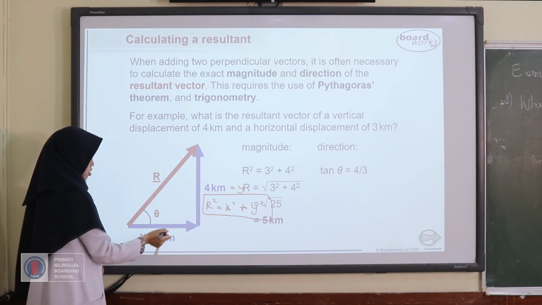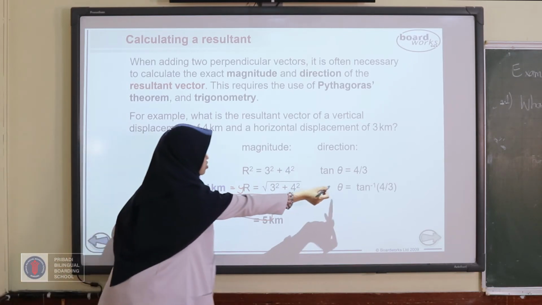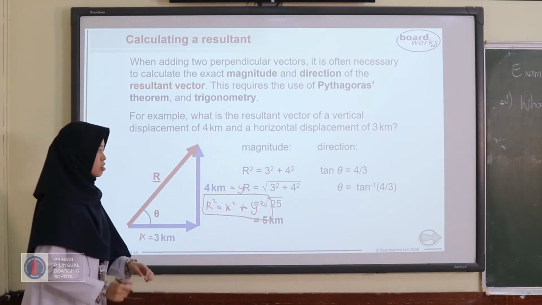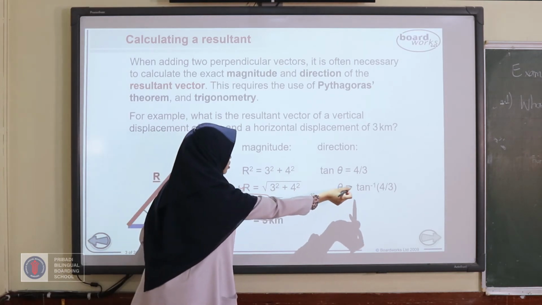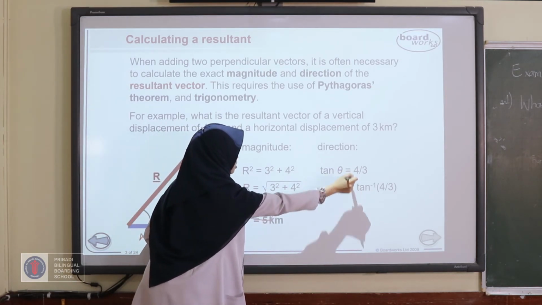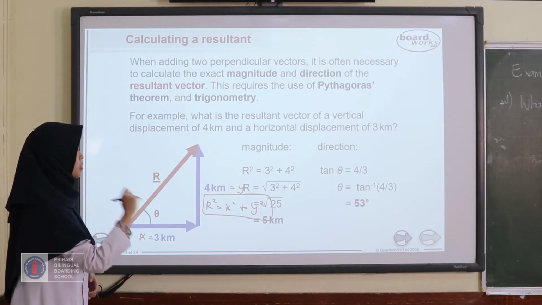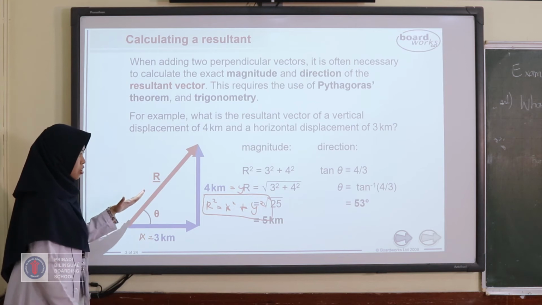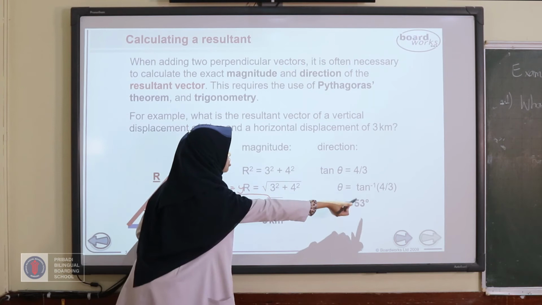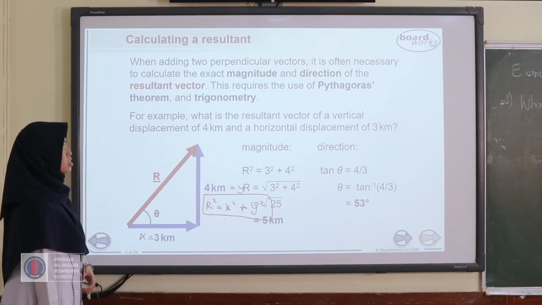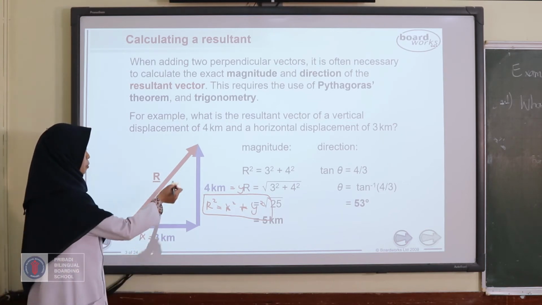So just plug in the numbers, 4 divided by 3, and then take the arc tangent. You can use your calculator, no problem. Try to find the arc tangent of this, and it will end up as 53 degrees. So for this resultant vector, the magnitude is 5 kilometers, and the direction is 53 degrees, okay?